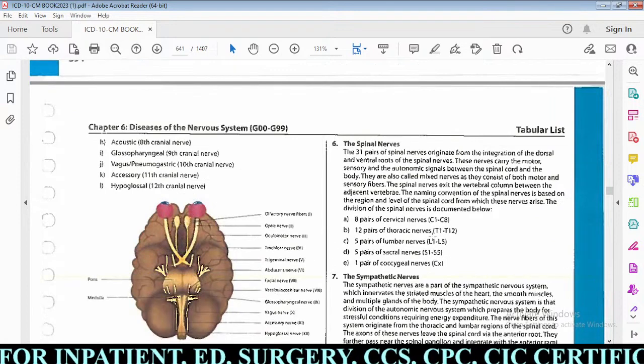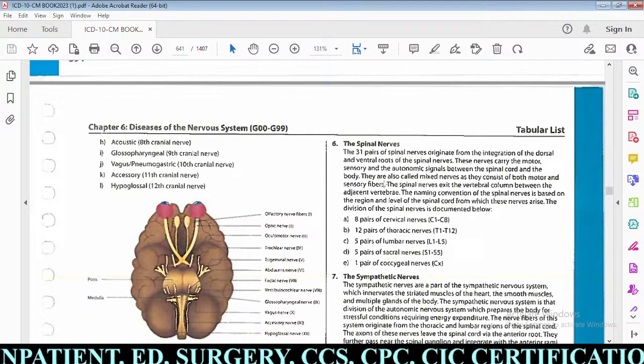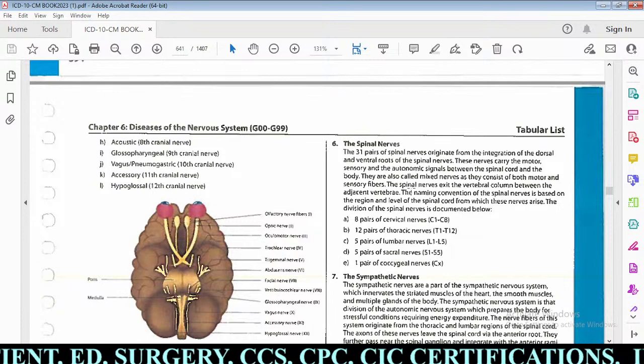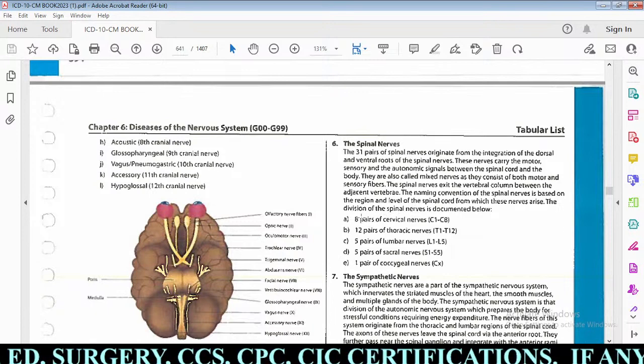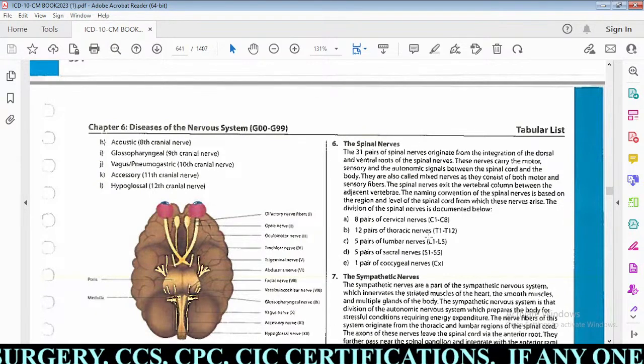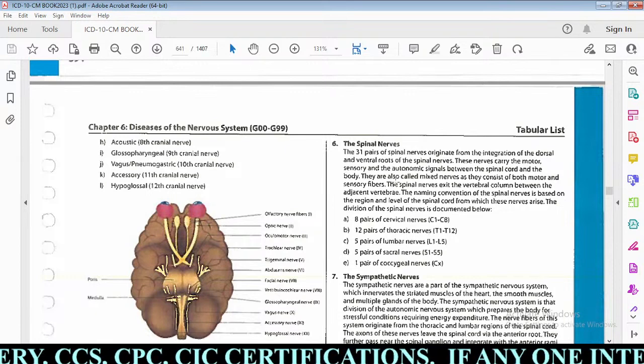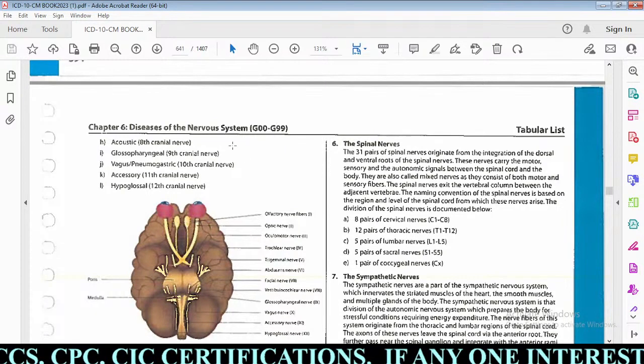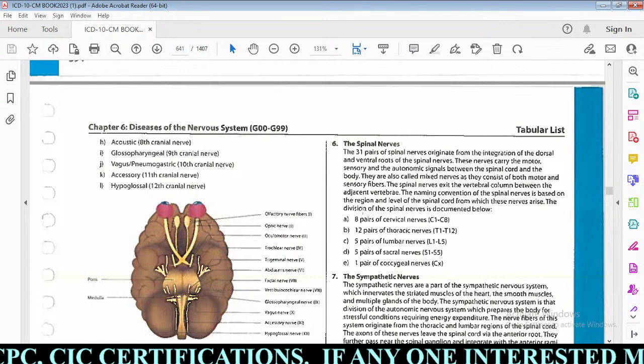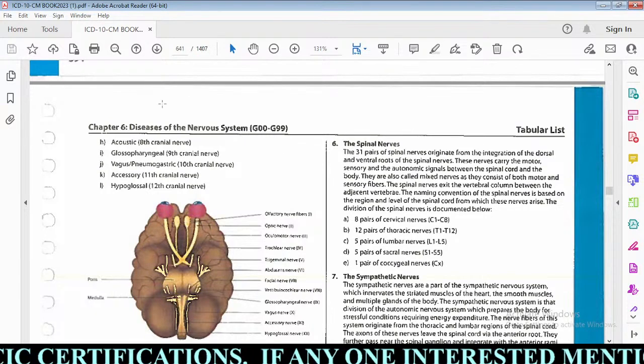So what are the spinal nerves? These are the 31 pairs. What are included? You need to remember all these nerves. If you have any question related to spinal nerves, directly you can go to the nervous system section and you will find all these things.